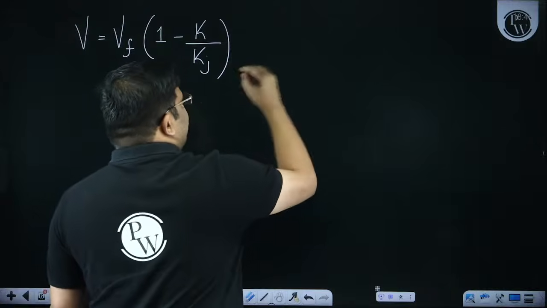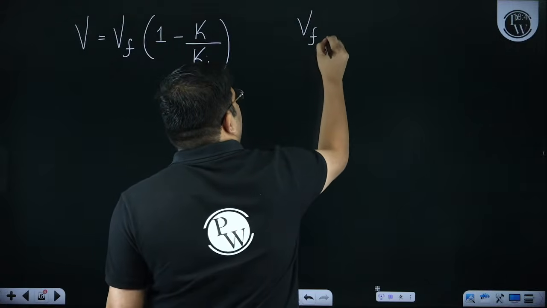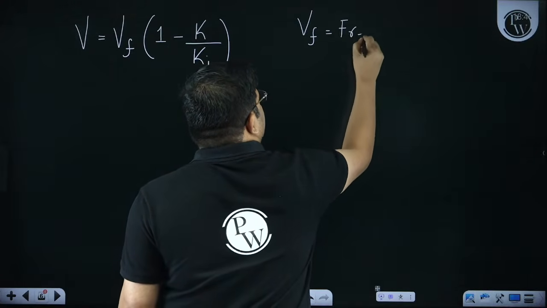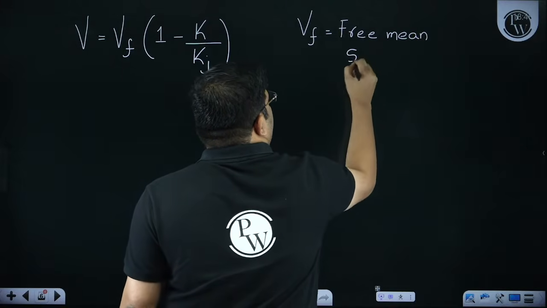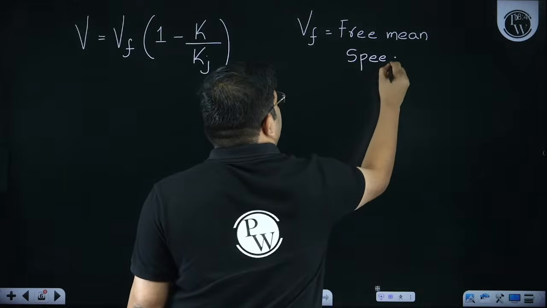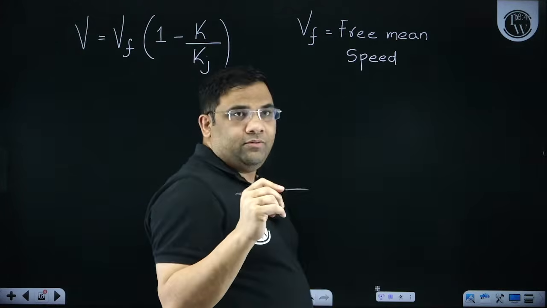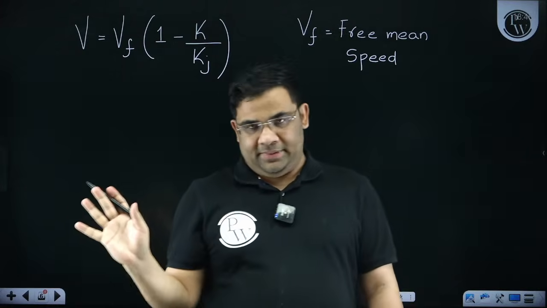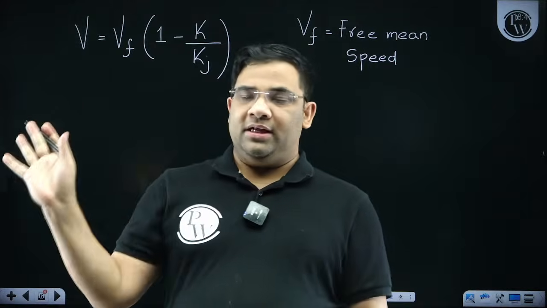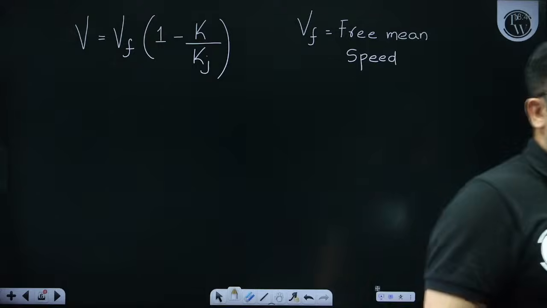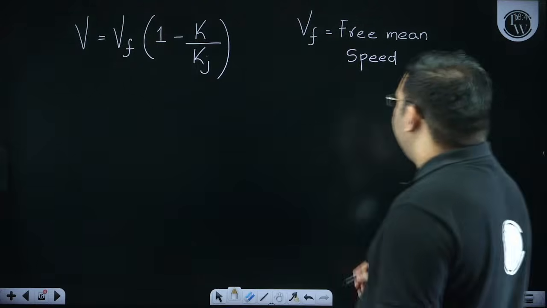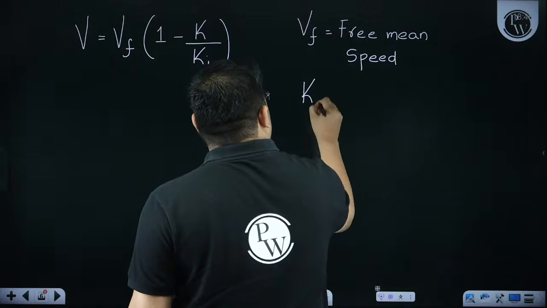Now, what are these two terms? This Vf is a term known as free mean speed. It's a constant. What is this free mean speed? This is the speed of the vehicle when the road is entirely empty. There are no vehicles on the road, and if you let a vehicle move, that is known as your free mean speed. Then we have a term known as what?